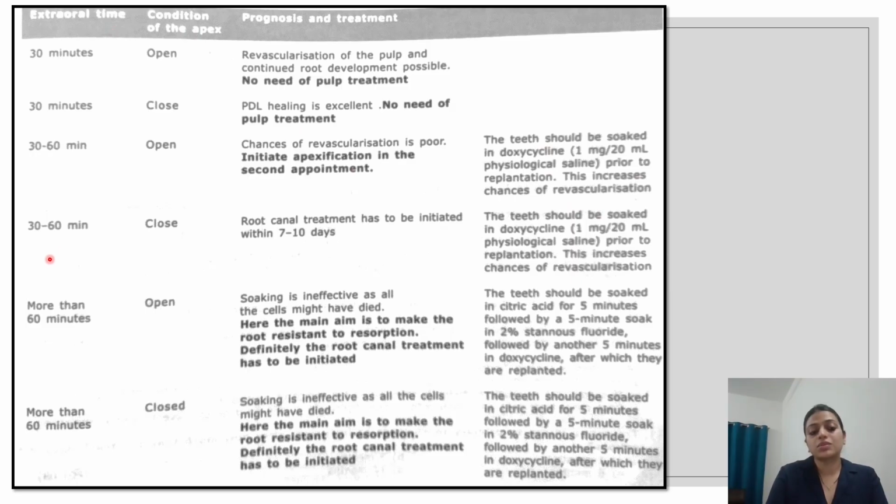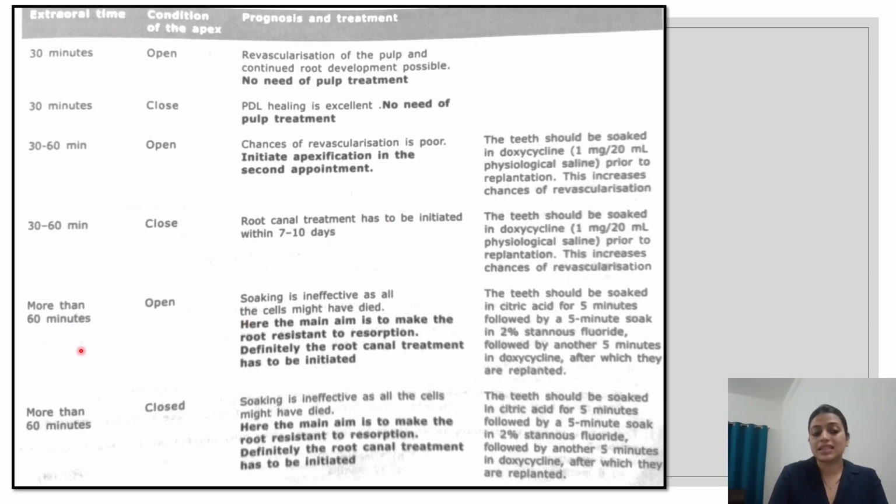Then if it is 30 to 60 minutes for a tooth with closed apex, root canal treatment has to be initiated in the second visit, that is after 1 week. And again the same thing, we have to soak it in doxycycline. That enhances the chances of revascularization.